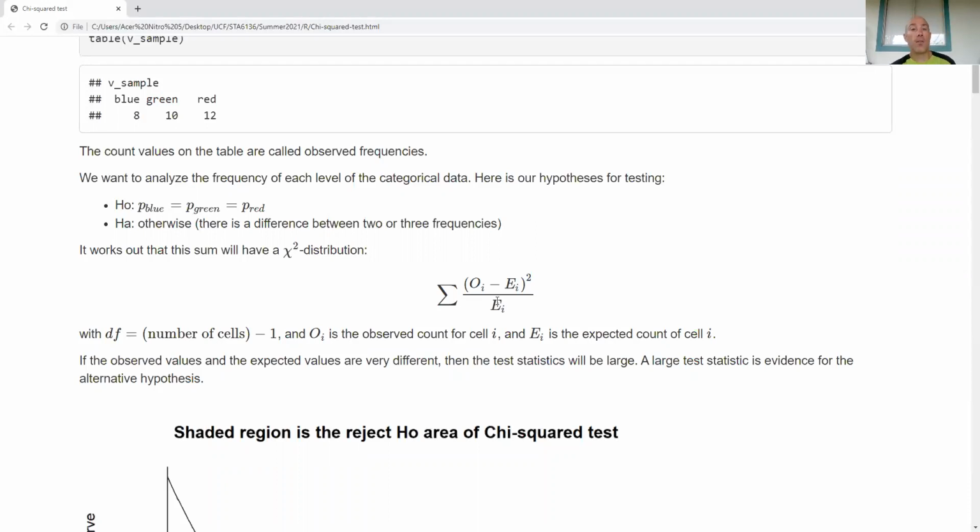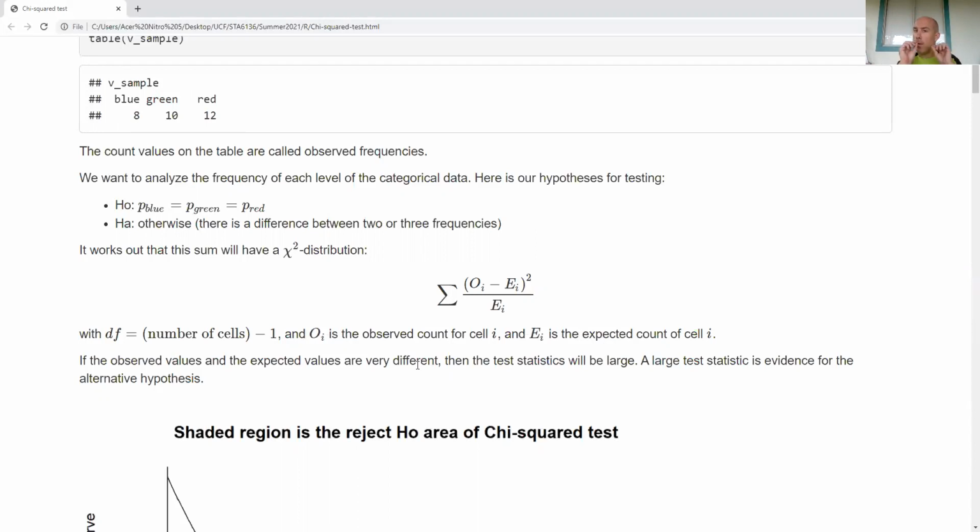All right, so this is coming from a chi-square distribution, which means I need a degrees of freedom. For the one-dimensional version, it's going to be the number of cells that we have minus 1. Here we have 3 cells on our table, so therefore we have 2 degrees of freedom. O sub i is the number of observed values for the individual cell i. E is the expected value.